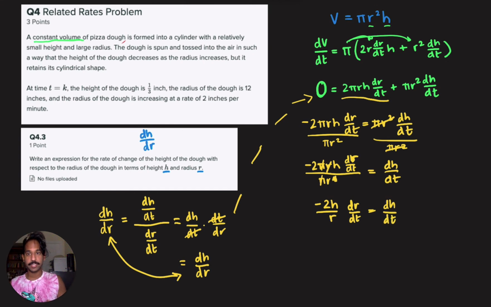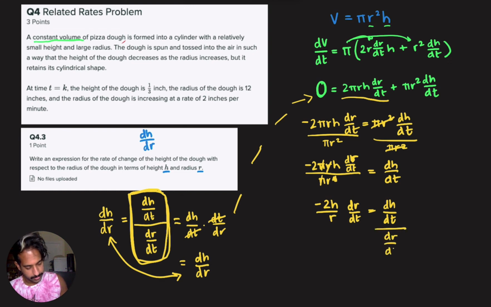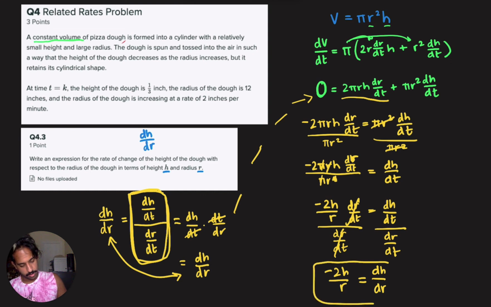Now our final step is to get this situation over here on the left, you'll see me boxing this in, dh/dt over dr/dt. How do I do that? Well, I'm just going to divide both sides by dr/dt. If I do that here, since I see the same thing on the numerator and denominator, those will cancel. And I'll be left with negative 2h over r equals dh/dt over dr/dt, which we already showed is dh/dr. And so here we are. An expression to relate the rate of change of height with respect to the radius is negative 2h over r.